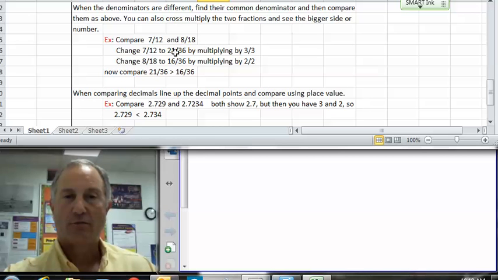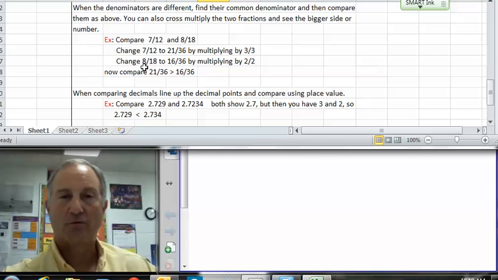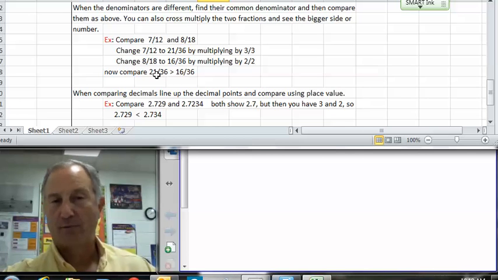So to get 12 to 36, I have to multiply the bottom by 3. So I multiply the top by 3, or 3 over 3, and that gives me 21 over 36. 18 goes into 36 twice, so I multiply the top and the bottom by 2, which gives me 16 over 36. Since 21 is bigger than 16, this is the bigger number. If they were negatives, it'd be the other way.